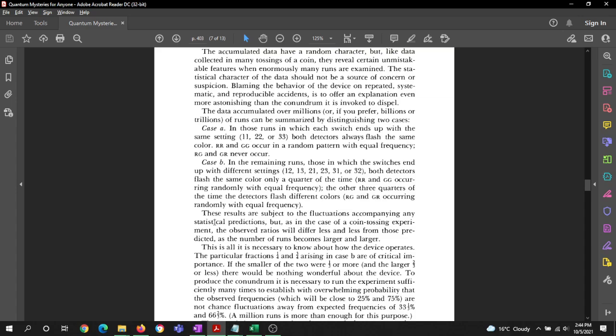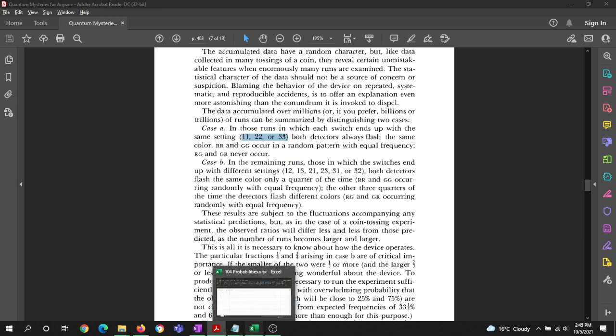So of those, I'll go back to the actual paper here. Of those possibilities, the cases where they're both set the same are 3 of the possible 9 combinations. So that is 1/3 of our enumerated possibilities.